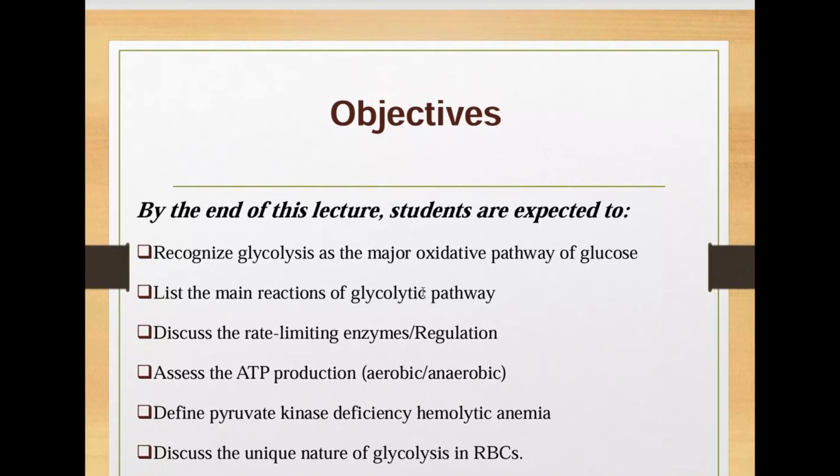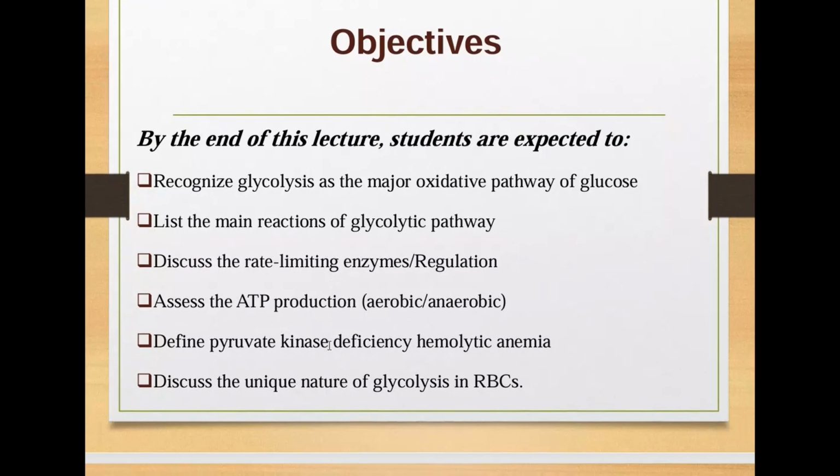So these are the objectives of this topic: how to recognize glycolysis as the major oxidative pathway of glucose. Then list the main reaction sequence of the glycolytic pathway, the rate limiting enzymes in those reactions and how they are regulated in this process, that we will discuss here. Assess how many ATP are consumed or how many ATP are gained in aerobic and anaerobic conditions, and also pyruvate kinase deficiency, hemolytic anemia, and the unique nature of glycolysis in RBC.